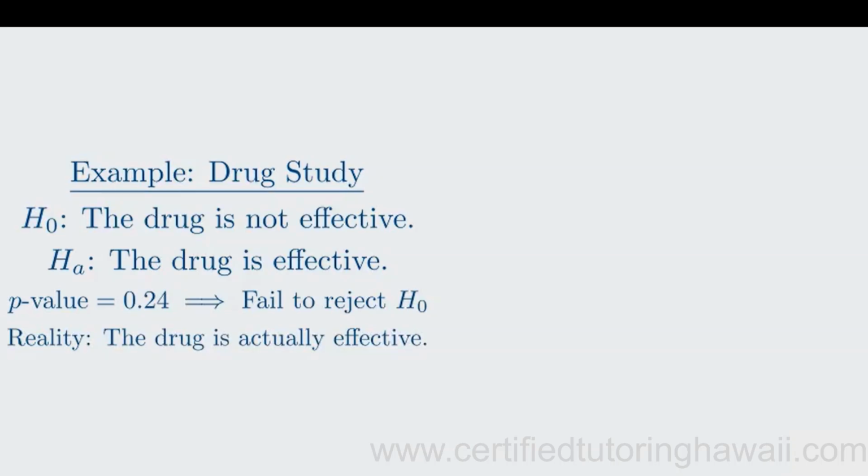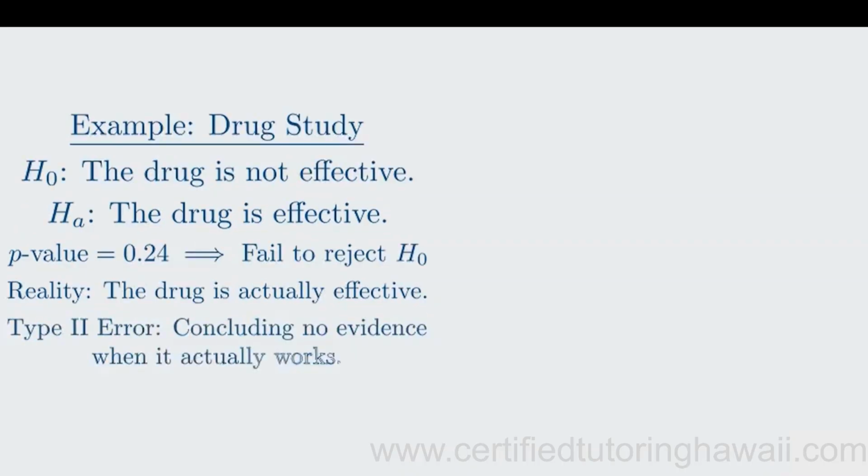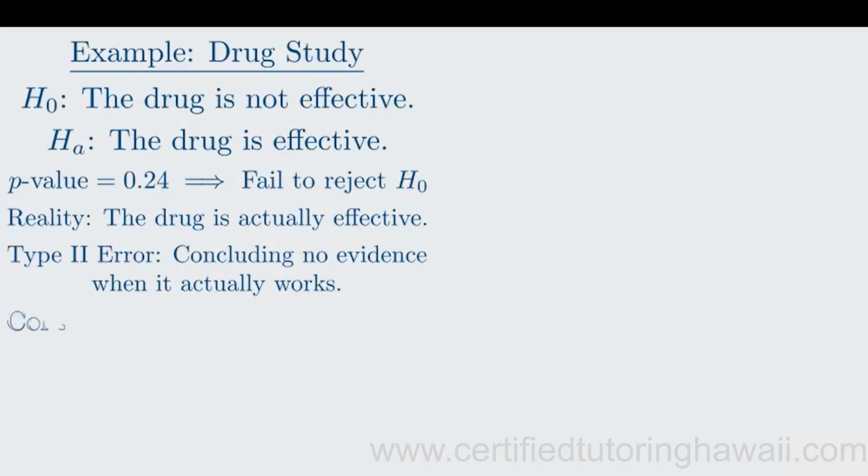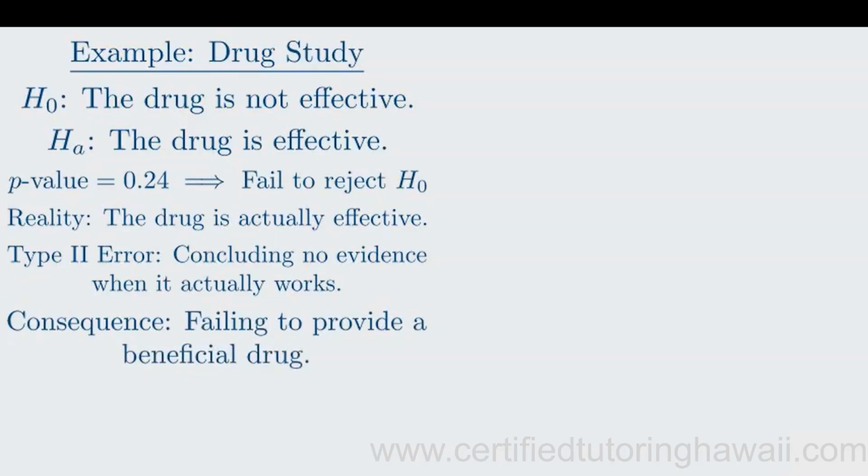But what if the drug actually is a life-saving breakthrough, and their sample just happened to have a few outliers that masked the drug's effectiveness? In this context, the Type 2 error means concluding there is no evidence the drug works when it actually does. The consequence here is different. Instead of giving people a useless drug, we are failing to provide a beneficial drug to the public.